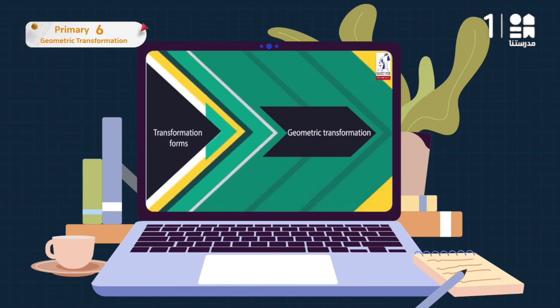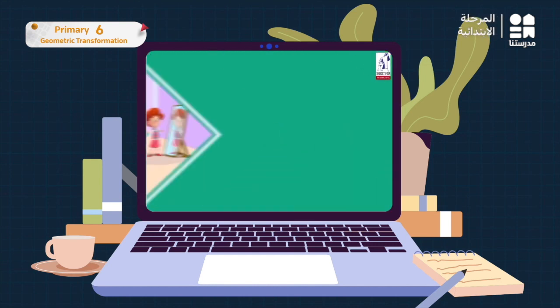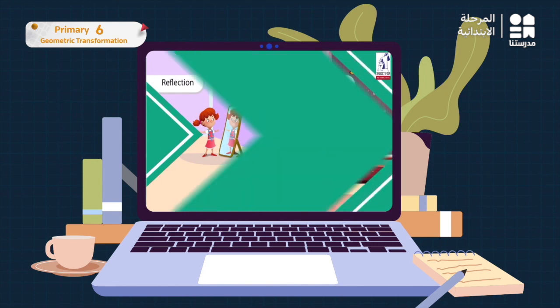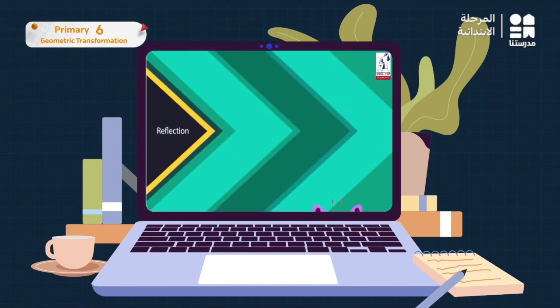In this lesson, you learn the types of transformation, which are reflection, rotation, and translation. In reflection, there are some symmetric figures, which have one or more symmetric lines, and there are some other non-symmetric figures, which have no symmetric lines.